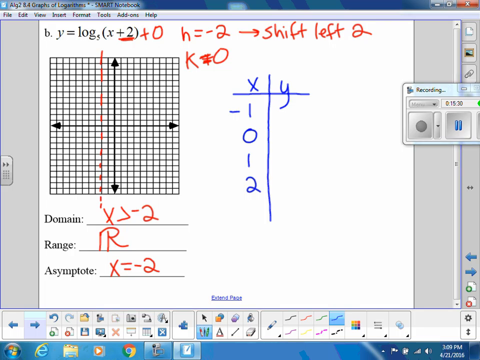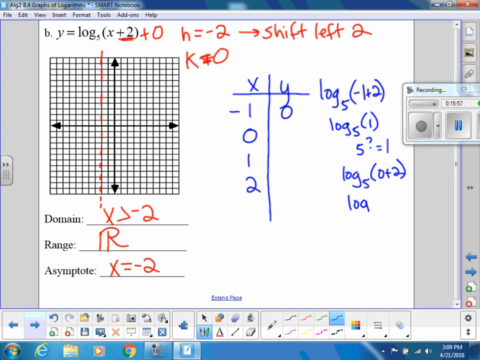All right, so we are plugging in log base 5 of, I'm going to plug in -1 plus 2. So what I'm actually doing is log base 5 of 1. So 5 to what power equals 1? Well, we know that one. 5 to the 0 power gives me 1. Okay, and then the next one we're doing is log base 5 of 0 plus 2.